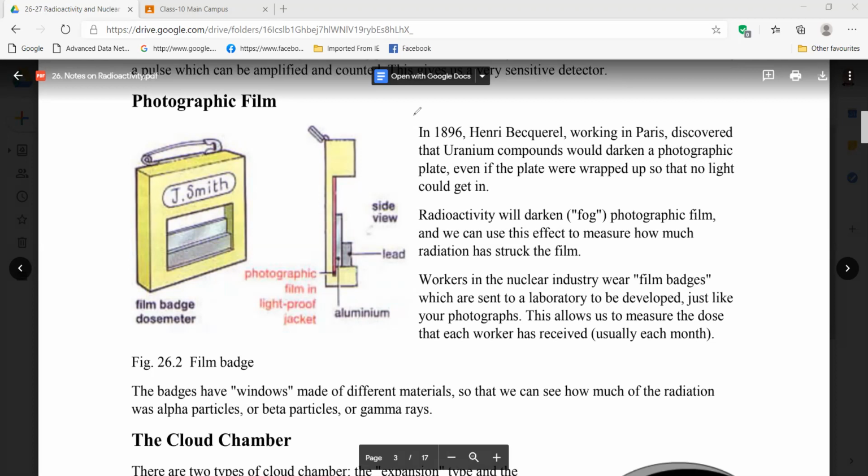which are sent to a laboratory to be developed just like your photographs. This allows us to measure the dose that each worker has received, usually each month. Okay, continue. Okay, sir. Figure 26.2.